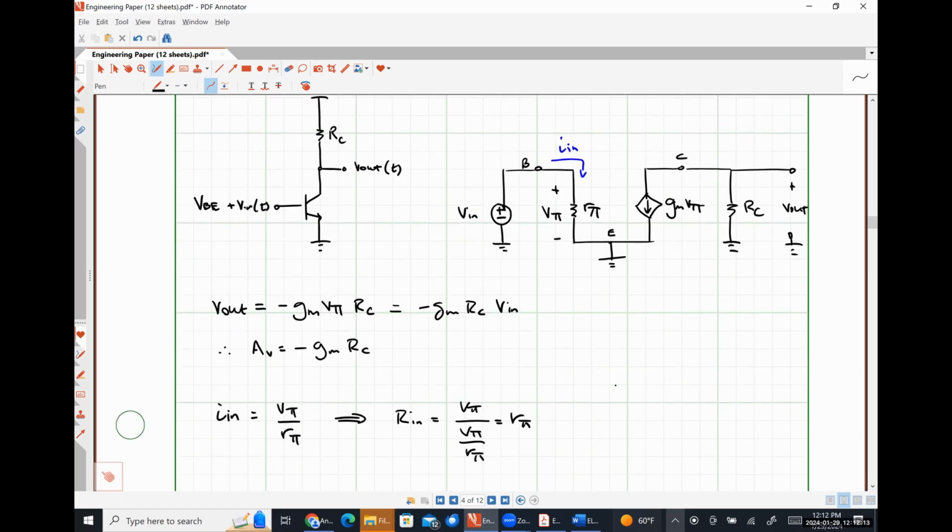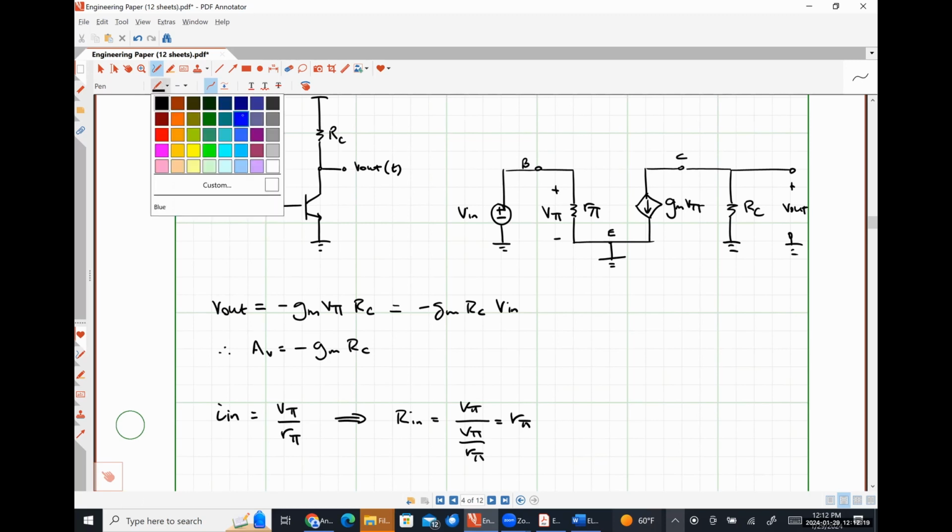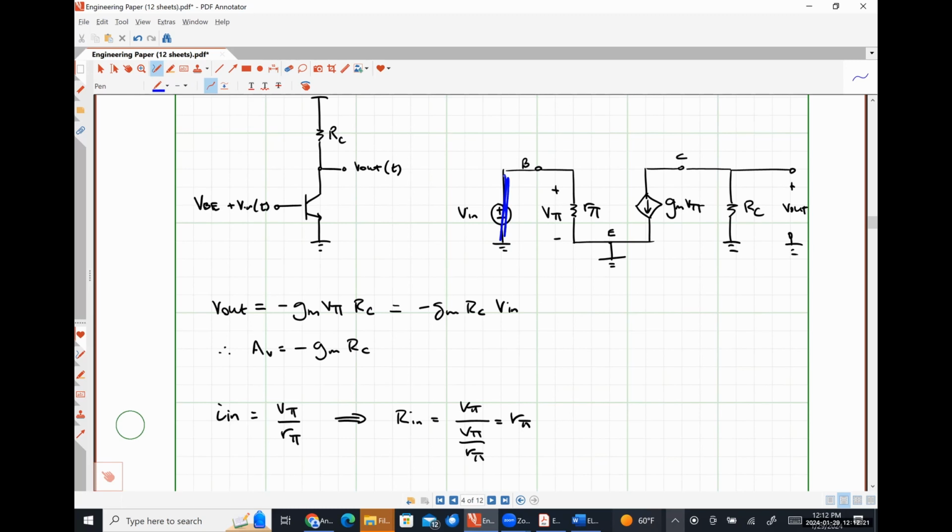Now, to find R out, we turn off our input voltage source, which is the same as us shorting out those input terminals. What's V pi now? So how much current is flowing through this guy? So what resistance do we see looking in? RC. That's it.